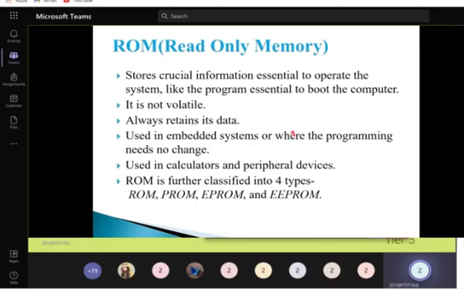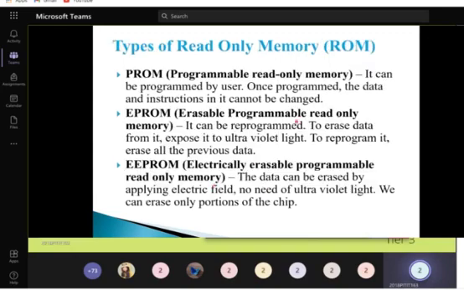And it is used in embedded systems or where the programming needs no change. In those places this ROM is used, and it is also used in calculators and peripheral devices. This ROM is further classified into four types: ROM, then PROM, that is programmable read-only memory, then EPROM, erasable programmable read-only memory, and then EEPROM, electrically erasable programmable read-only memory. So these are the four types under ROM. We are going to see them in detail.